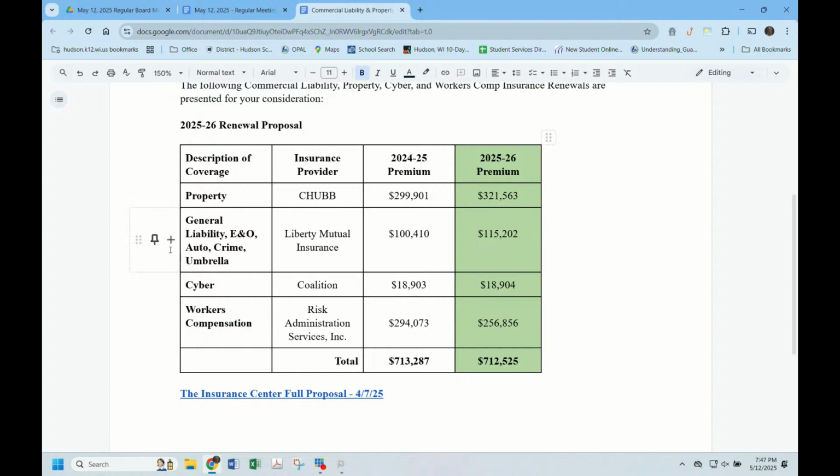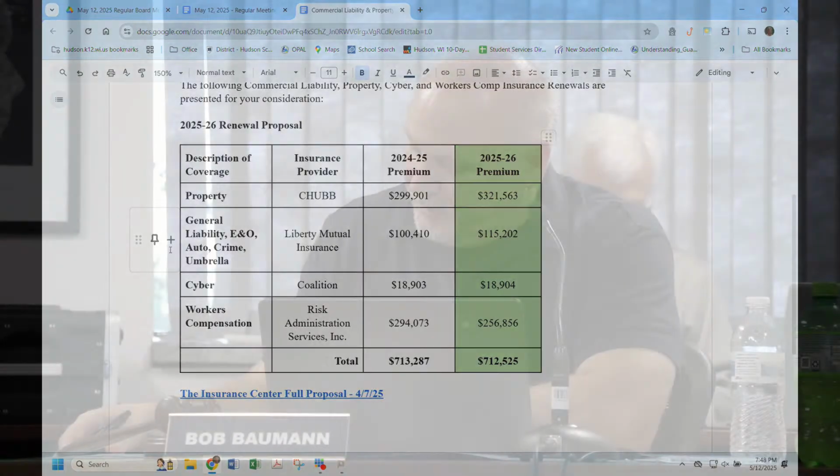I move approval of the commercial liability, property, cyber, and workers' comp insurance renewals as presented. Thank you, Molly. Is there a second? Second. Thank you, Megan. All those in favor say aye. Aye. All those opposed say nay. That motion passes. Moving on to the potential board retreat.